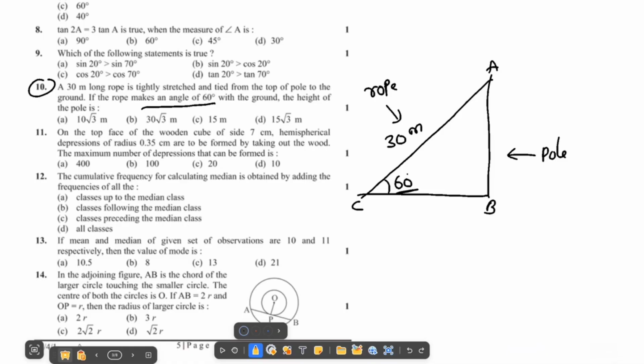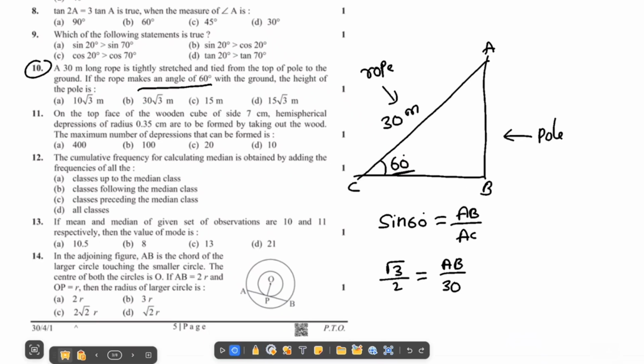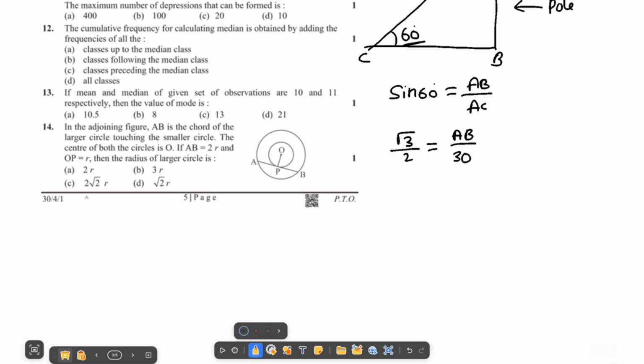So what is the trigonometric ratio that has a relation between these two sides? Sine 60 degrees is equal to the opposite side AB by the hypotenuse AC. Sine 60 is, we know, root 3 by 2. So root 3 by 2 equals AB, that's what we have to find, by AC, which is 30 meters. Let's bring 30 to the left side. If you bring 30 to the left side, it becomes root 3 into 30 by 2 is equal to AB.